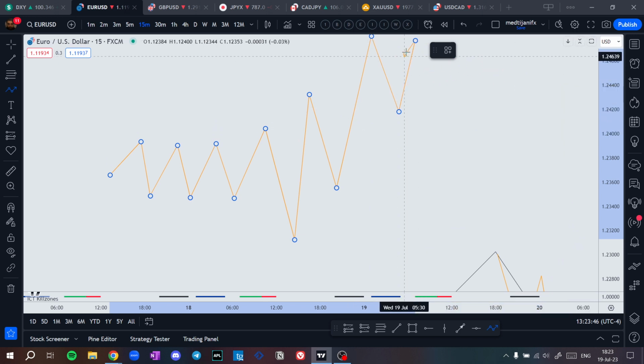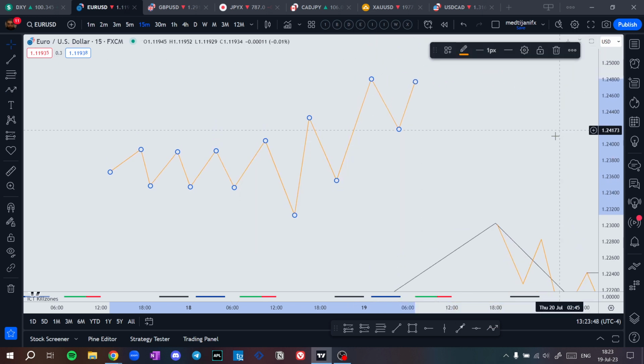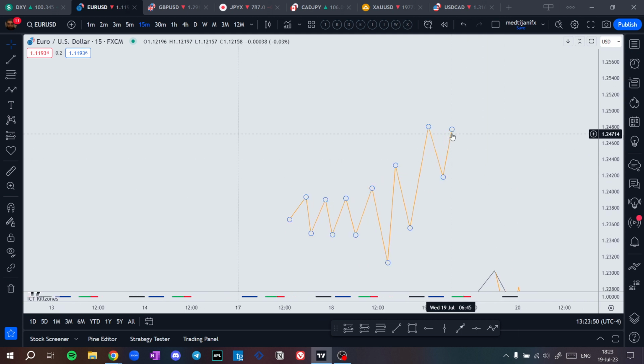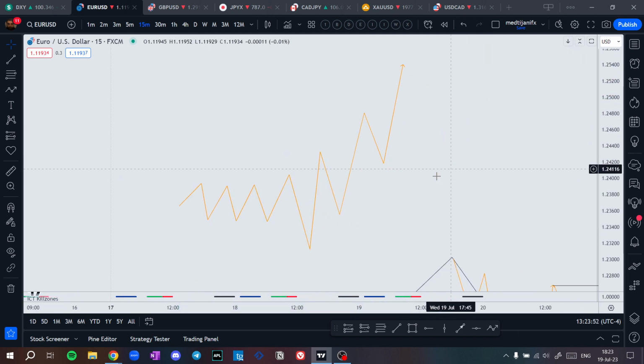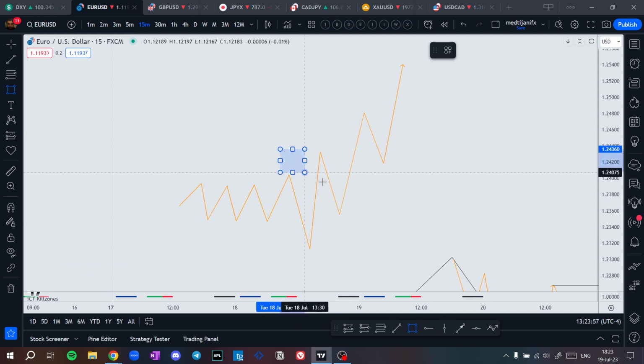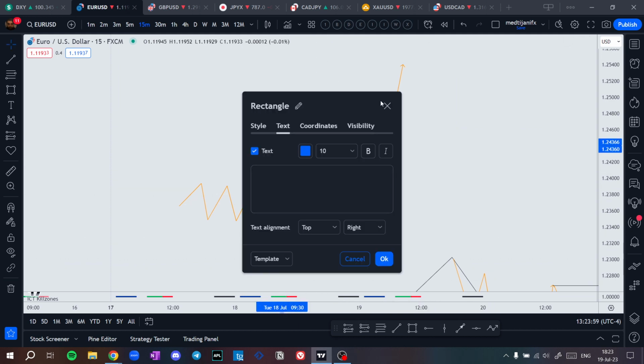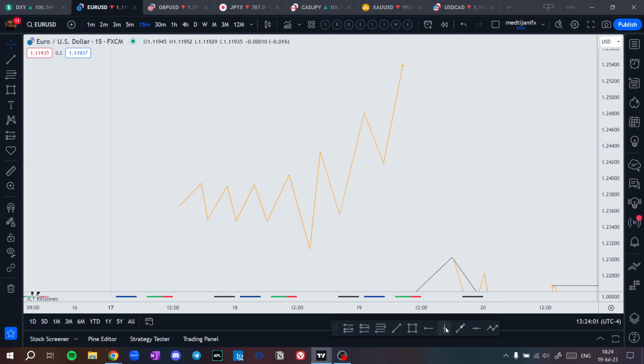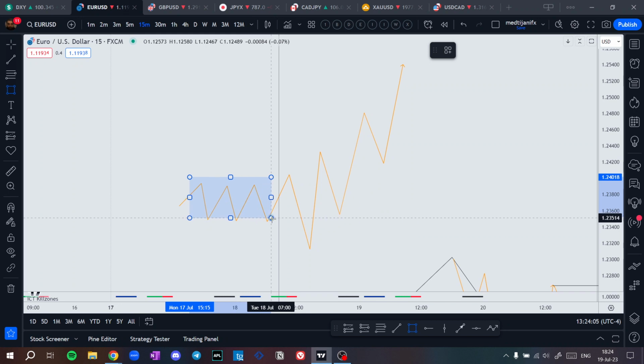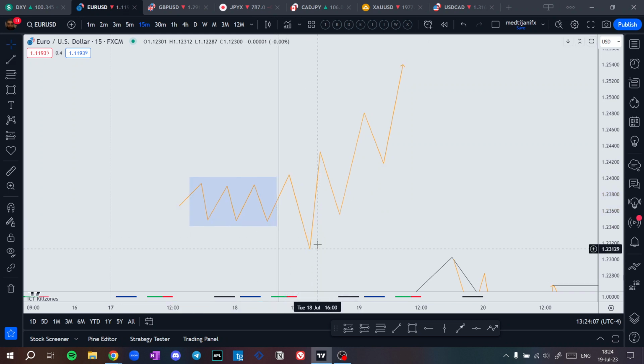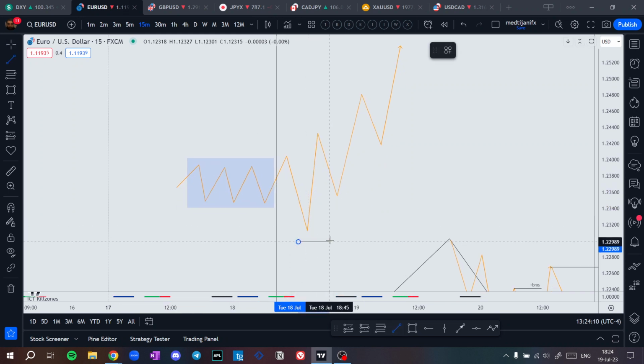Let me just make it here, right? At this point, I have my Asian range. This is maybe the Asian range. Let me change this. Maybe this is my Asian range. This is the Asian range, and this is the New York kill zone. I'm waiting for the London kill zone, right?